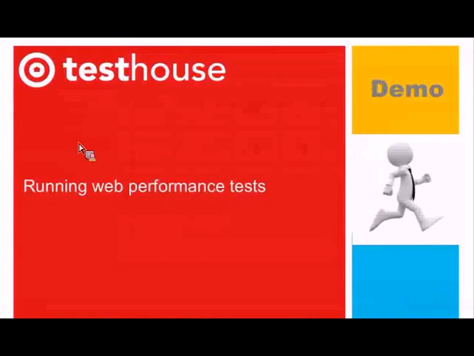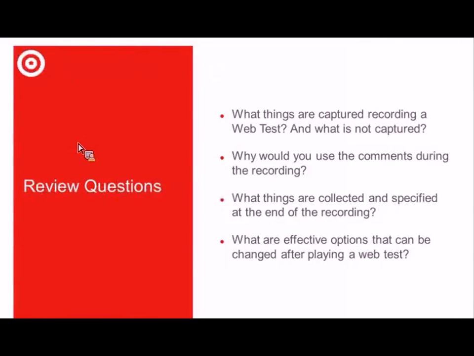Okay, moving on. So let's have a look at some review questions. What things are captured recording a web test, and what is not captured? Well, the things that are captured are the HTTP request and any dependent requests which are passed out of that HTTP request. Things that are not captured are those actual dependent requests, as in the actual item, the object that's downloaded.